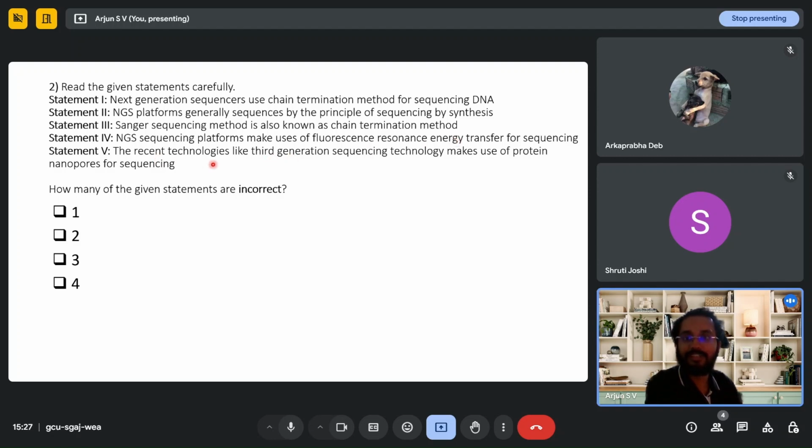Statement 5 is the recent technologies like third generation sequencing make use of protein nanopores for sequencing. This we already saw in the lectures as well, where the course instructor said so. So this is correct. So the incorrect statements here are statement 1 and statement 4. So the correct option here is two incorrect statements.